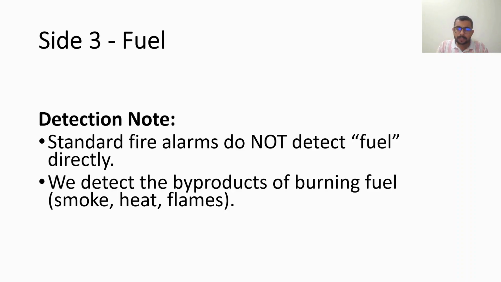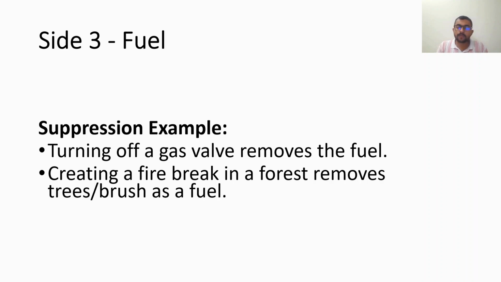Now, how do we suppress this element that is fuel? Some examples are turning off the gas valve. Turning off the gas valve removes the fuel. Suppose that a fire occurs in a forest. You can create a fire break or a fire barrier such that the fire from the adjacent trees can be cut off, so that it does not spread towards the other areas. These are some of the examples of how we suppress the fuel element.